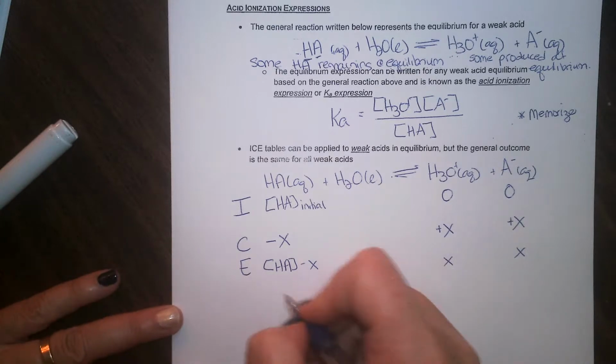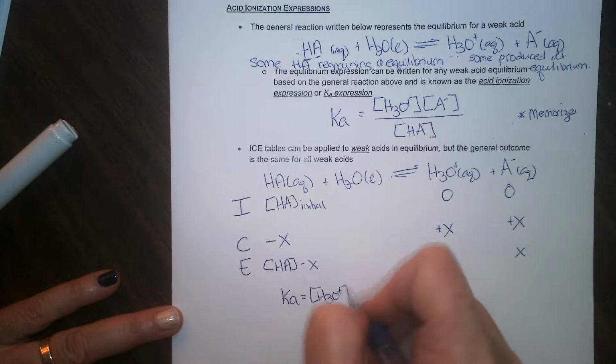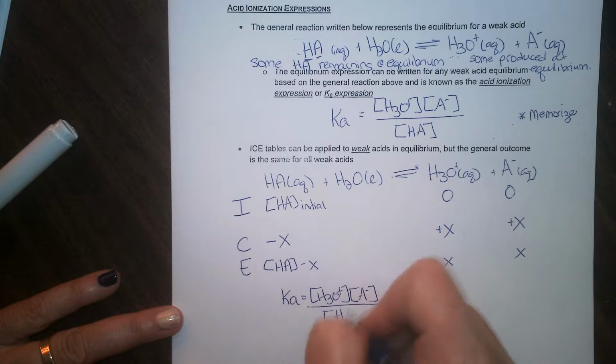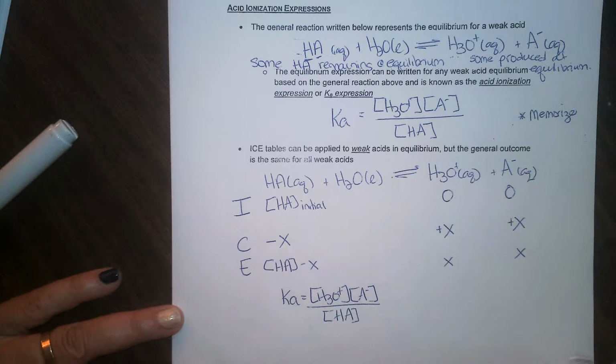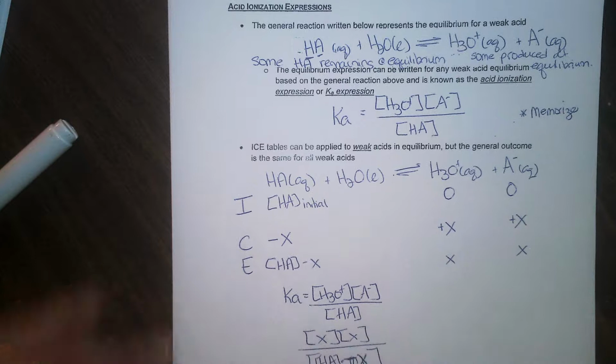If I go through this piece here, Ka is equal to H3O plus times A minus divided by HA, and I put those pieces of information in: X times X divided by HA concentration minus X. This should say initial here. Minus X.